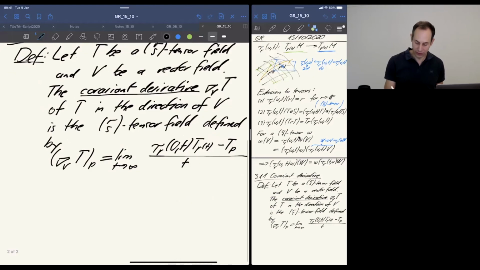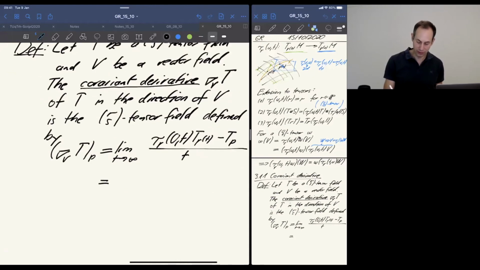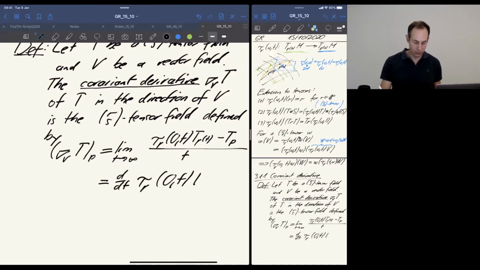So let me first finish writing the definition, and then I hope things will become clearer. Like in the case of the Lie derivative, there's a simpler way to write it. I could just write it actually as a derivative of this expression here, evaluated at t equals 0.